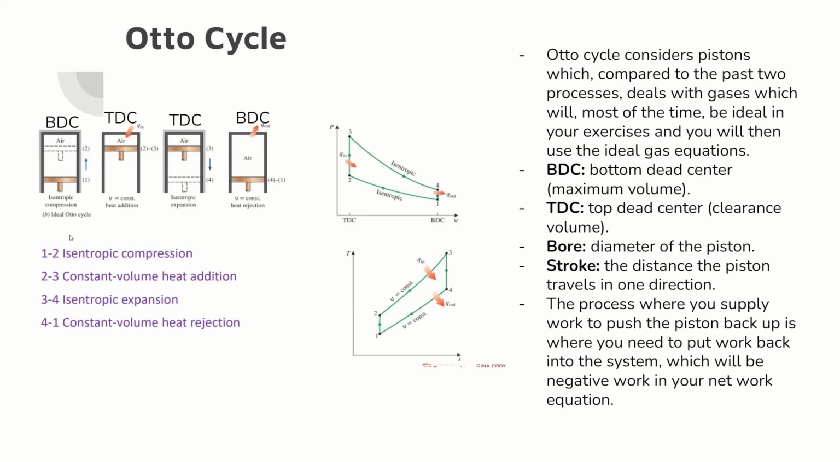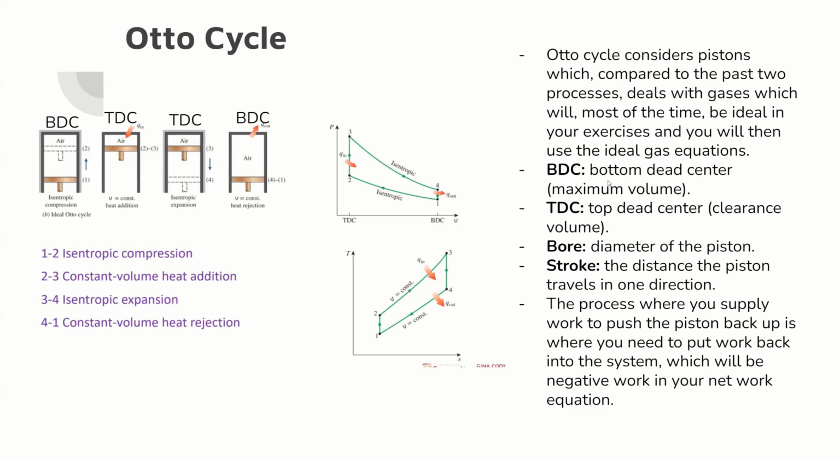So just to recap, from 1 to 2, you'll be having work going in, losing work. State 3 to state 4, work is being created from the piston going down. So you'll have positive work, and then the heat transfers from state 2 to state 3 and state 4 to state 1.